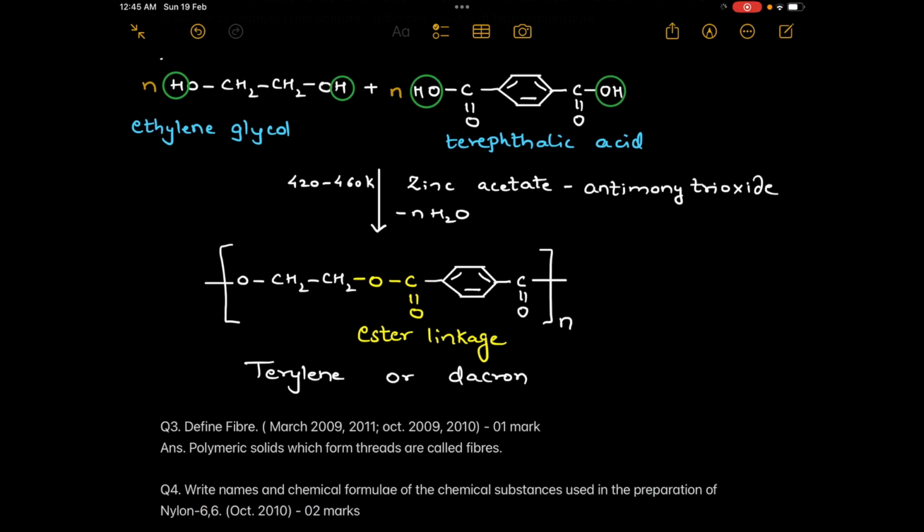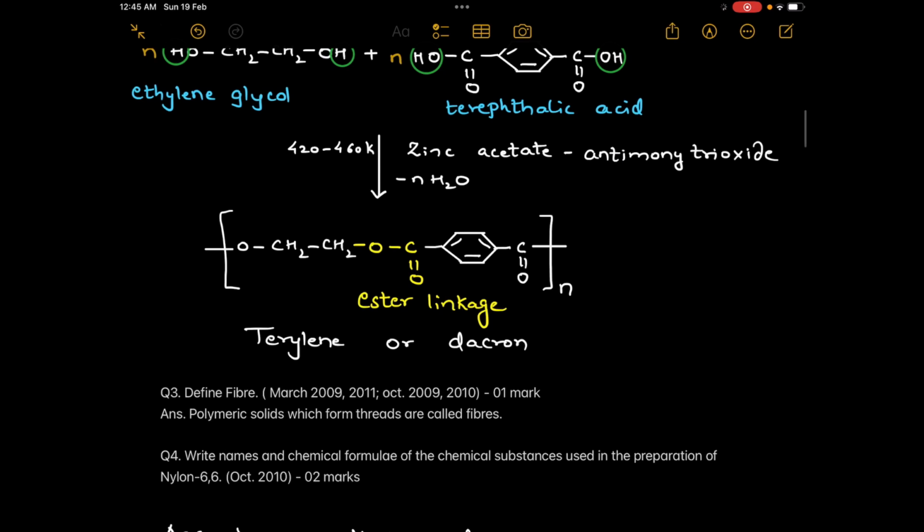Observe the reaction. Ethylene glycol, terephthalic acid. I have circled the hydrogens in ethylene glycol and the OH in terephthalic acid. Just remove these molecules in the form of water, and finally what you get is an ester linkage wherein we are having terylene or decron getting formed, which is a very commercially important polyester.